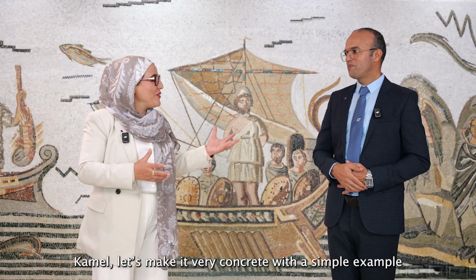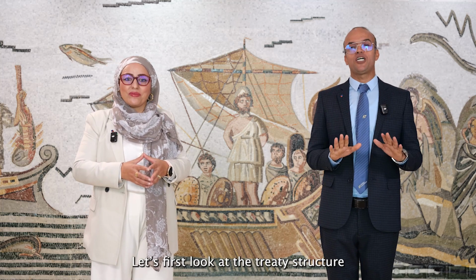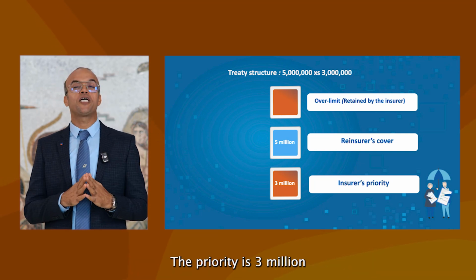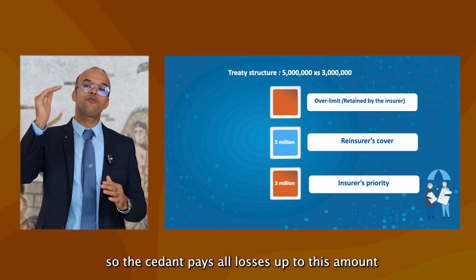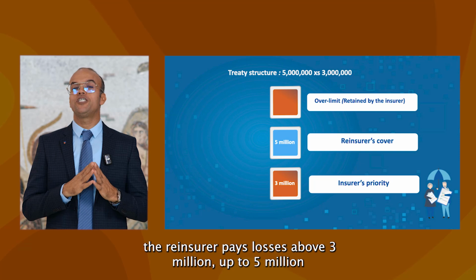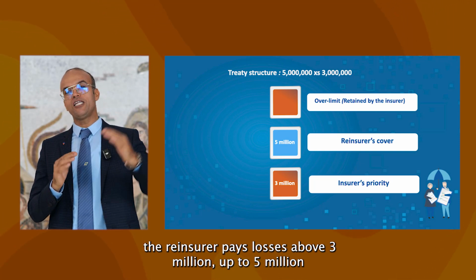Kamel, let's make it very concrete with a simple example. Let's first look at the treaty structure. We have a 5 million excess of 3 million treaty. The priority is 3 million, so the cedent pays all losses up to this amount. The limit is 5 million, so the reinsurer pays losses above 3 million up to 5 million.